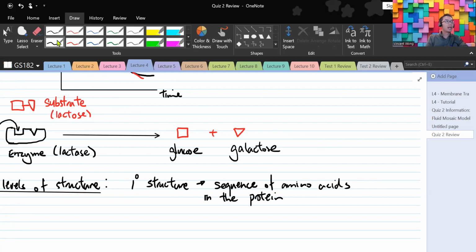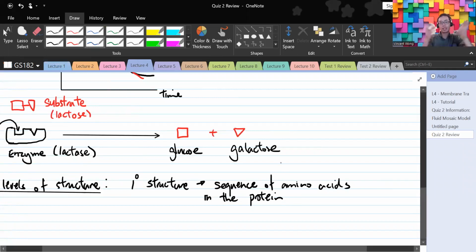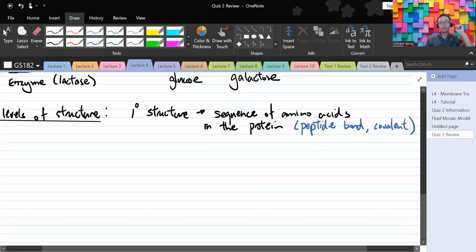Okay, and the bond that holds them together, right? The interaction that allows these amino acids to connect together, that is the peptide bond. Remember earlier I was saying if you have 2 amino acids, you can join the carboxyl group and the amino group together and form a peptide bond. So this is a type of covalent bond.